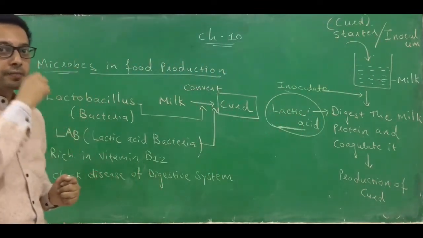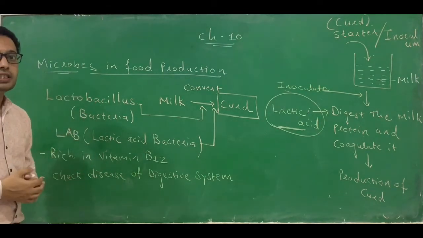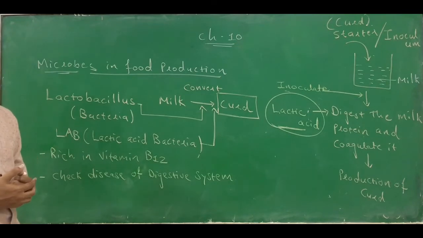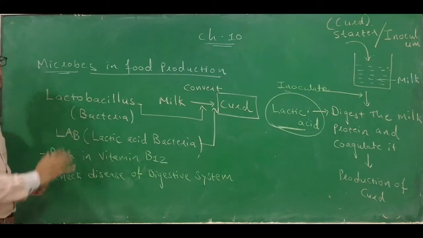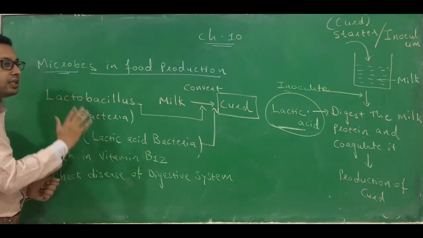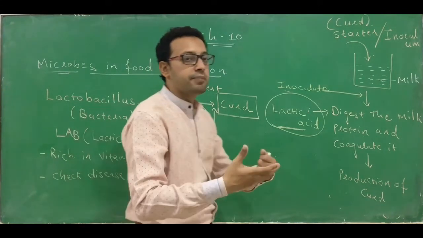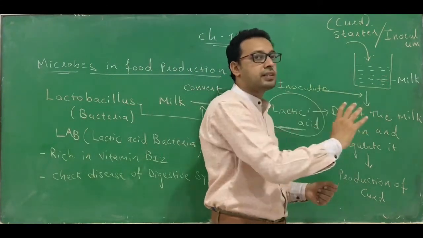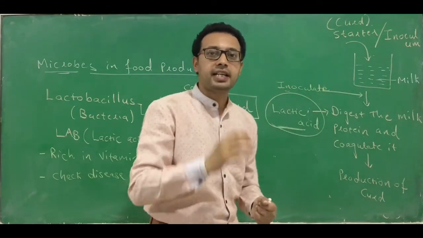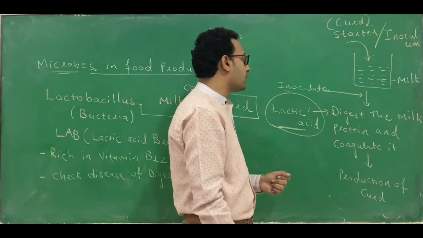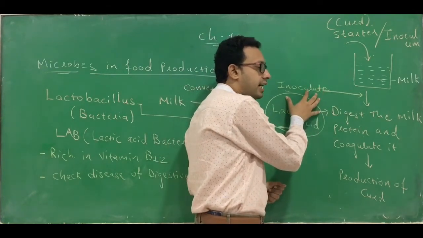Clear? So again, to repeat, how microbes are useful in the preparation of curd. These two strains, Lactobacillus and lactic acid bacteria, both are bacteria, remember. They are useful for conversion of milk into curd. How can you prepare curd? You take milk or buttermilk, then add a starter or inoculum. Usually curd can act as a starter or inoculum. Then it is inoculated for a certain time period.